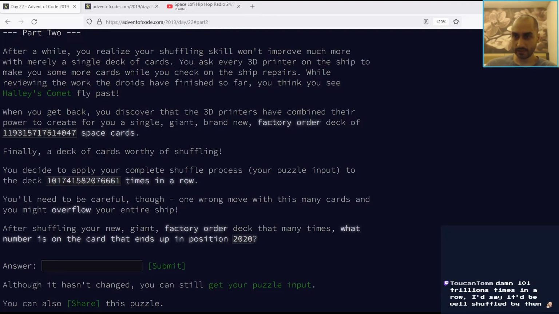Hello, Toucan Tom. Damn, 101 trillion times in a row, I'd say it would be well shuffled by then. You would think, but... Maybe. So what do they say for a deck of 52 cards? If you do a riffle shuffle like 7 times, roughly, it's pretty much random. Although this isn't random. This is actually deterministic, so I guess by definition this is not even a shuffle. Because there's no randomness.